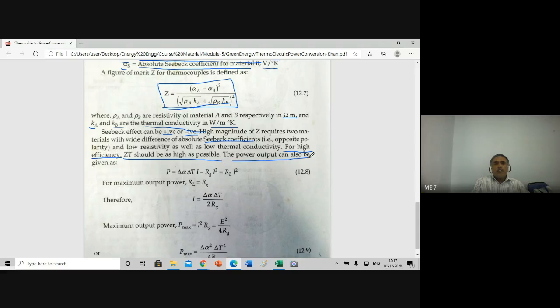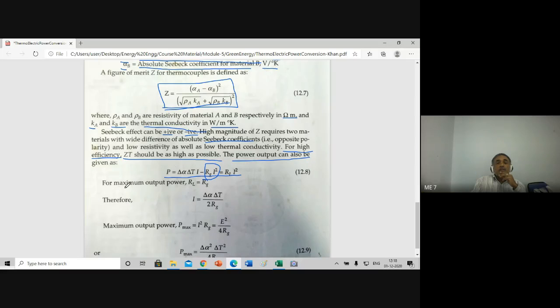The power output can also be given like this: delta alpha, delta T into I, minus Rg I square, minus RL I square. See, this Rg I square is power wasted in the heat source generating, so that should be subtracted from this one. It is nothing but heat wastage. That should be equal to RL I square.